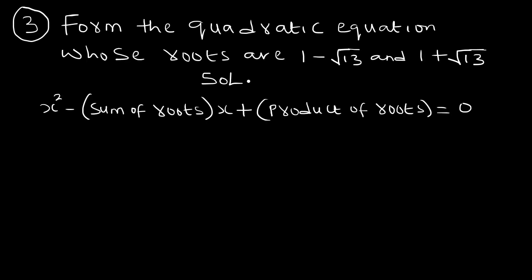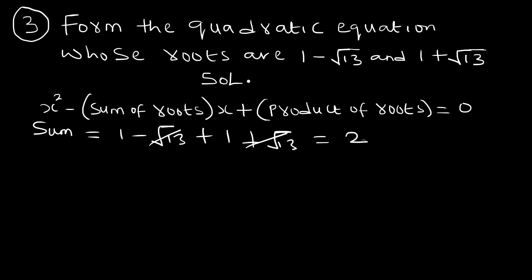Our last question for today: form the quadratic equation whose roots are 1 minus root 13 and 1 plus root 13. So go ahead and find our sum. That will be 1 minus root 13 plus 1 plus root 13. So minus root 13 plus root 13 is equal to 0, so that will cancel out. And we have 1 plus 1 equal to 2. So our sum is equal to 2.